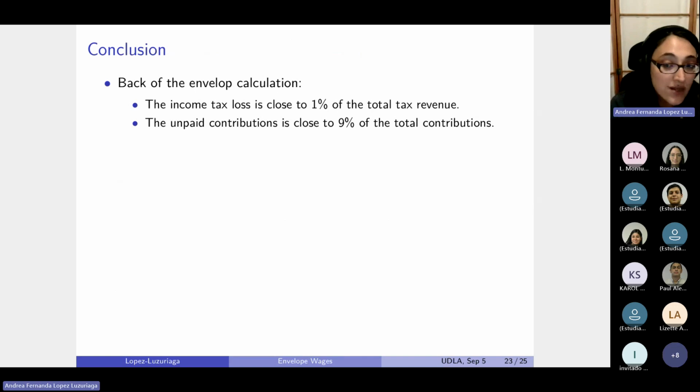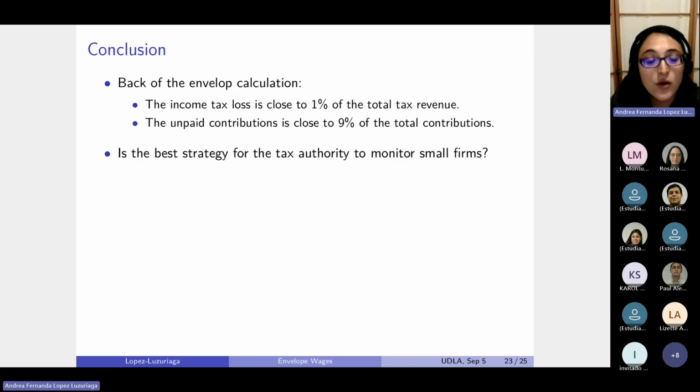So what is the back-of-the-envelope calculation here? Because of this kind of evasion, where employees basically don't report their wage, we have an income tax loss of around 1% of the total tax revenue, but around 9% of the total social security contributions. So here the policy question is, what would be the best strategy for the tax authority to try to monitor small firms? And that is basically an open question for the tax authority to decide.